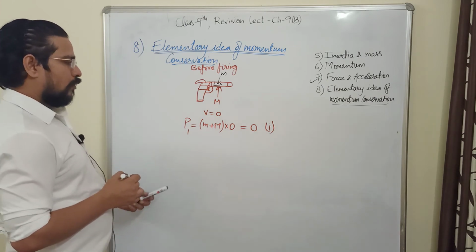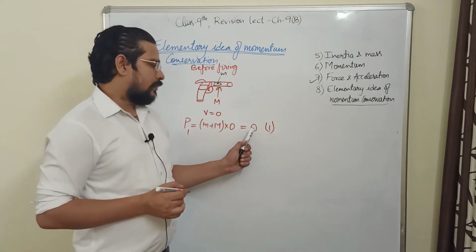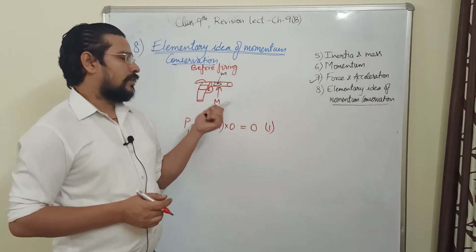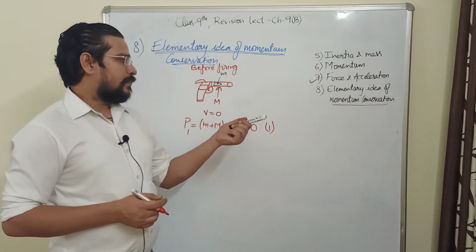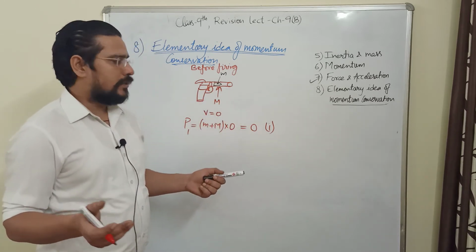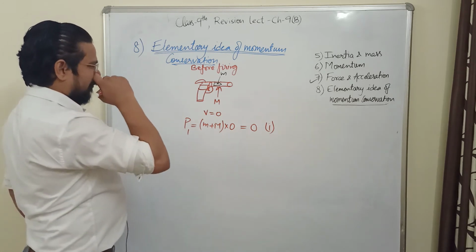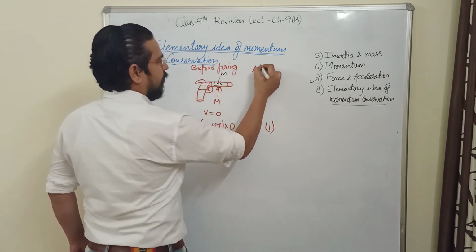Because the value is 0, there is no question about in which direction this momentum is, either positive or negative; there is no significance of it because it is 0. Now what will happen after firing?